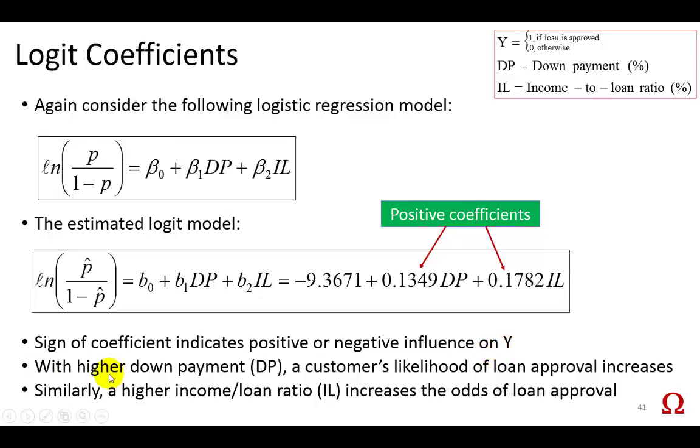Specifically, with higher down payments, I write here, a customer's likelihood of loan approval increases. We can say that. We can also say as well that a higher income to loan ratio, this variable here, would increase the odds of loan approval. And that's as far as we go, as far as telling a story about the value of these coefficients right here. In the third and final presentation, I'm going to provide an extended interpretation of the odds ratio at different levels of the independent variable.